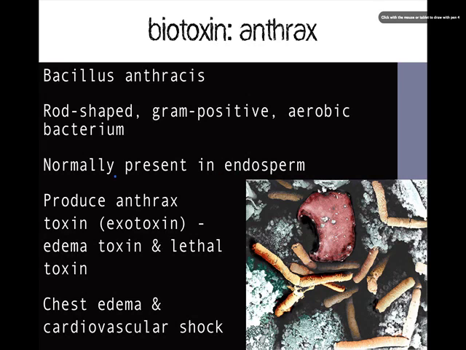They produce the anthrax toxin, which is an exotoxin. It causes edema, and it's quite a lethal toxin. It causes chest edema, and it also leads to cardiovascular shock. So when they had to clean up anthrax during the anthrax attacks, they had to use oxidizing agents such as peroxide, ethylene oxide, chlorine dioxide, and liquid bleach, because these agents destroyed the endospores.